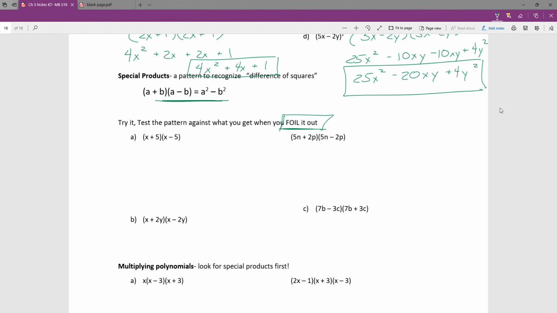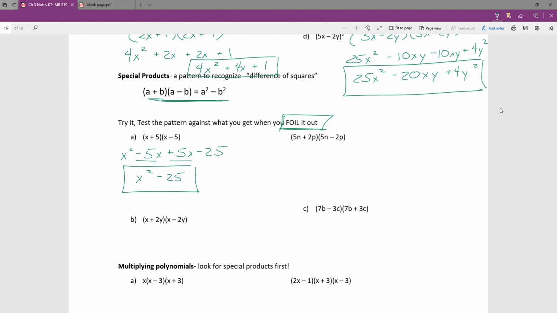FOILing it would have me write x squared first, outside, so negative 5x, inside gives me a positive 5x, and last gives me a negative 25. So in this case, when I collect my like terms, they're going to wipe each other out. My final answer would be x squared minus 25. And this is the special case where you have this pattern.